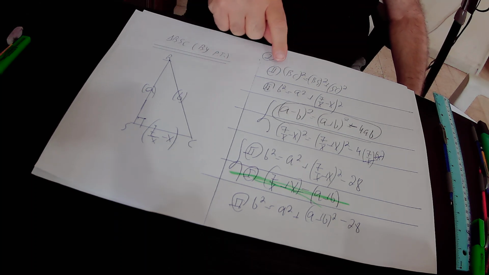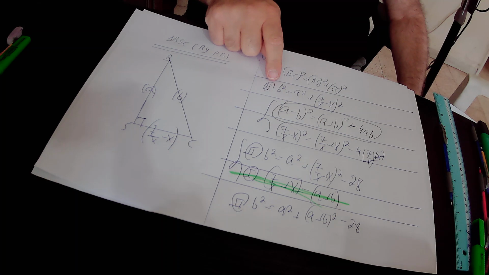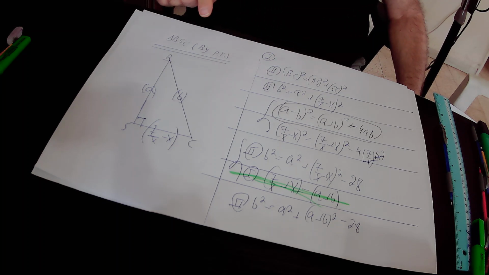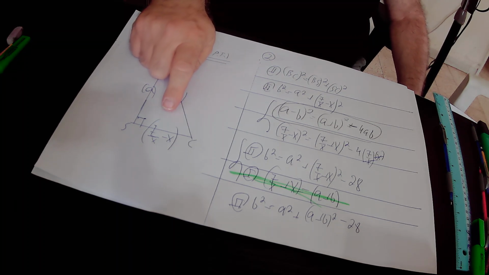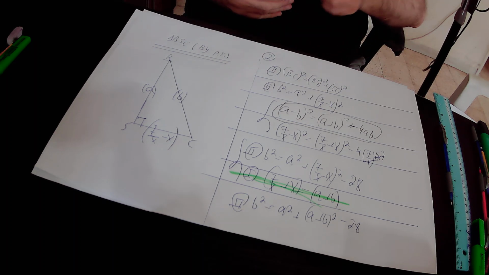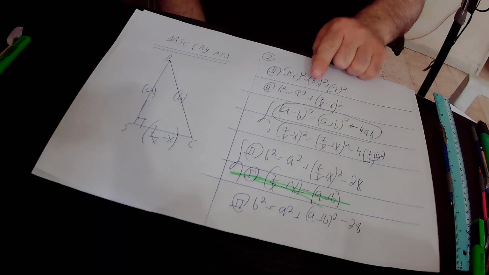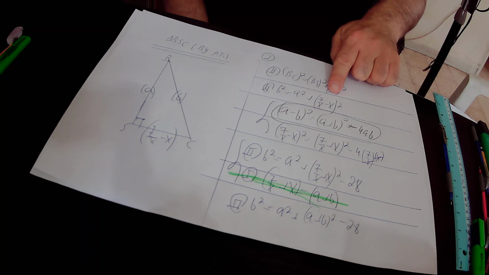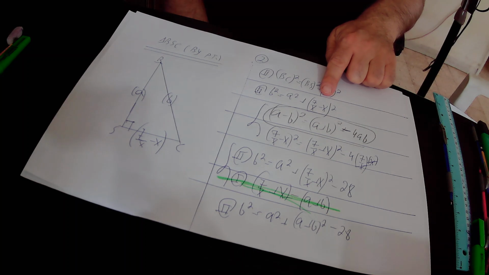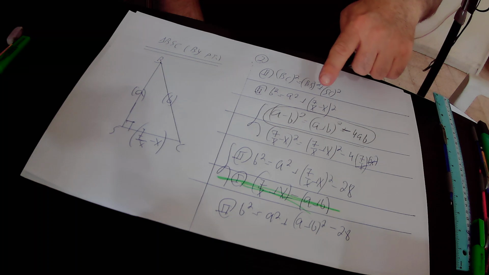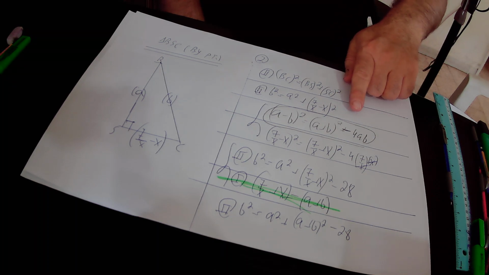BC is b, therefore BC square is b square, and it equals BS square. BS is a, therefore BS square is a square, plus SC square. SC is 7 over x minus x, therefore SC square is 7 over x minus x, squared. So we found out that according to equation 2, b square equals a square plus 7 over x minus x squared. Here we used the algebraic identity that says that a minus b squared equals a plus b squared minus 4 times ab.